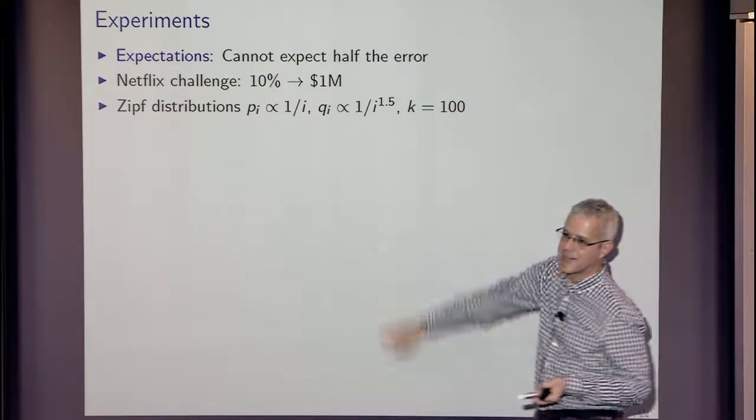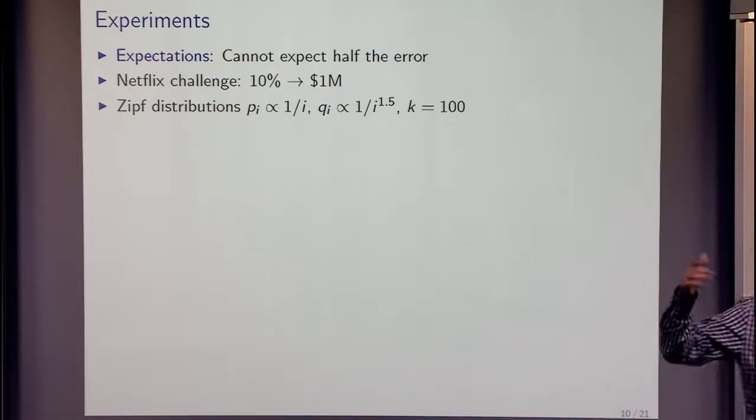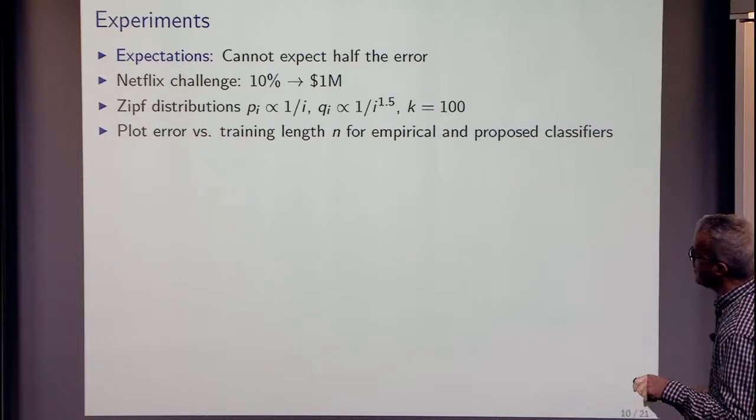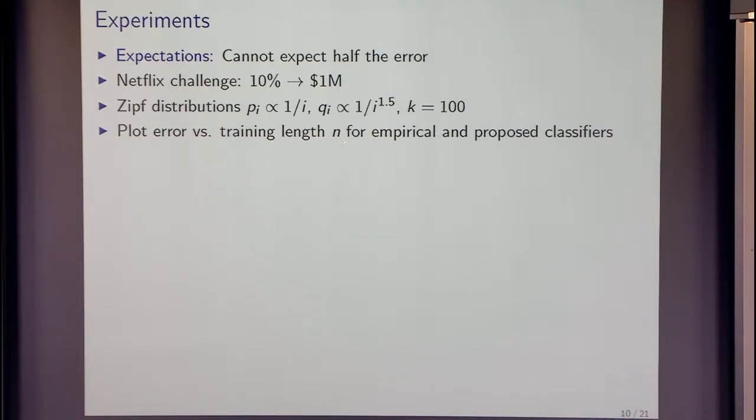The alphabet size is 100. It's pretty modest. I'm not even saying let's look at a trillion. Just look at 100. It's a very small number. If it works here, then it will work for larger numbers too. So what we're doing is plotting the error versus the training length n for the empirical frequency and for this proposed classifier.